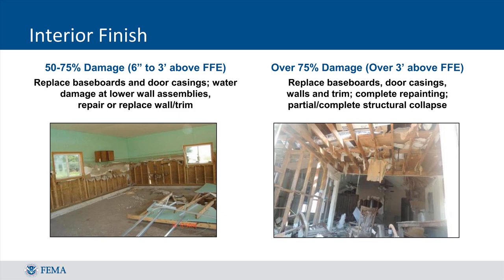For homes that experience over 75% damage, you may see a full destruction of the interior of the home that includes the need to replace all the drywall and insulation within the structure, as well as most of the other features that make up the interior finish. You may also see signs of collapsing interior elements. In short, some level of damage will likely have occurred from ceiling to floor.